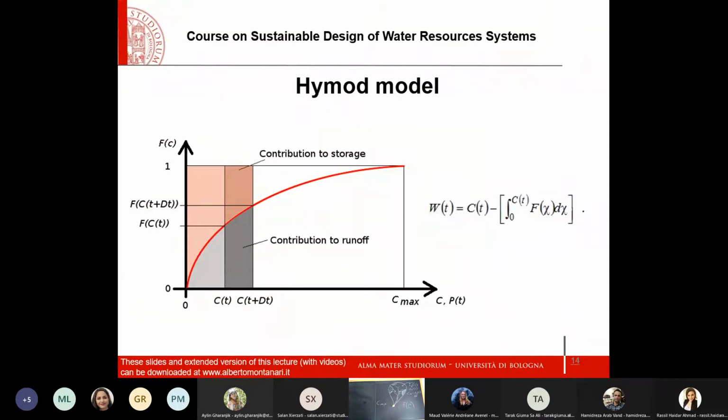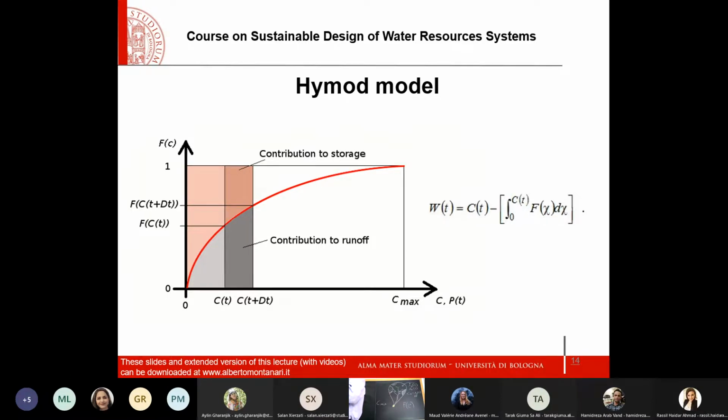Now, what is this graph? This graph is the same that you saw before. On the vertical axis, there is the fraction of the catchment which has a storage less than C star, and on the horizontal axis, you have C star, which is varying from 0 to C max. Now, it's clear that on this horizontal axis, I can also place my values of C(t), which is progressing along time. C(t) can only increase in time.